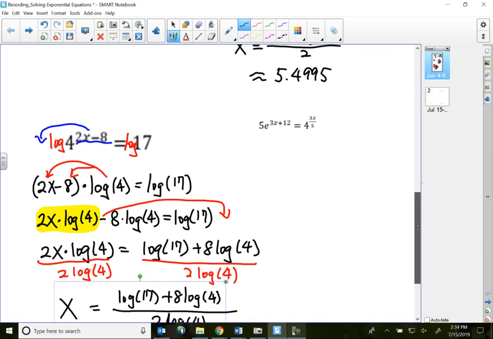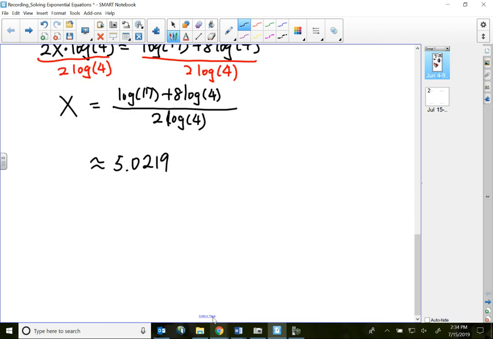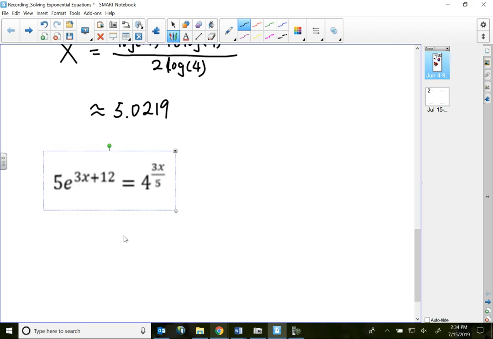Okay. Now I'm going to bring this problem down here. This is one of the harder ones. All right, very interesting problem because I got base e and I got base 4. So I need to take a natural log so the natural log can cancel out with the e. So let's give this a shot, okay?